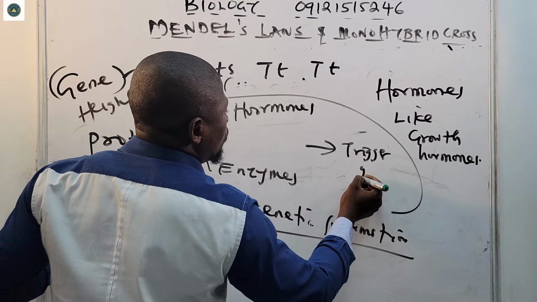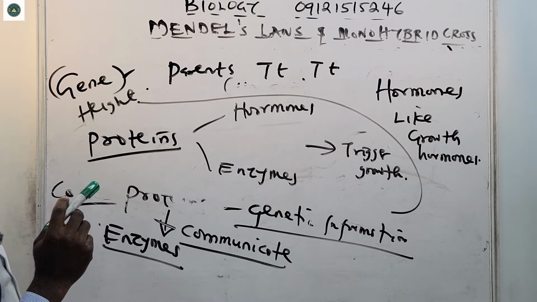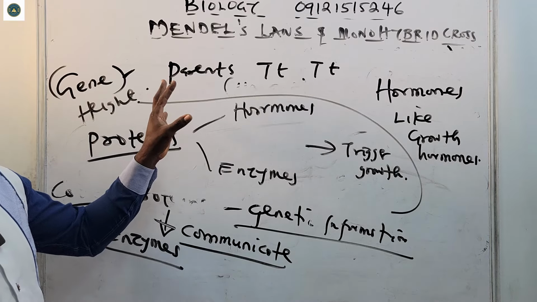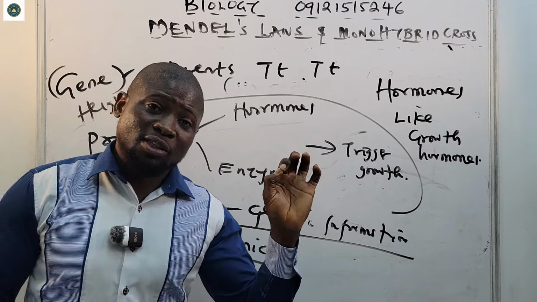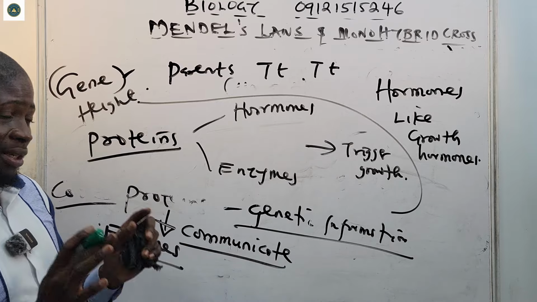Trigger growth. Okay, so that is all about Mendel's law and monohybrid cross. We'll still have the law of independent assortment. We're going to look at that law when we talk about dihybrid cross.